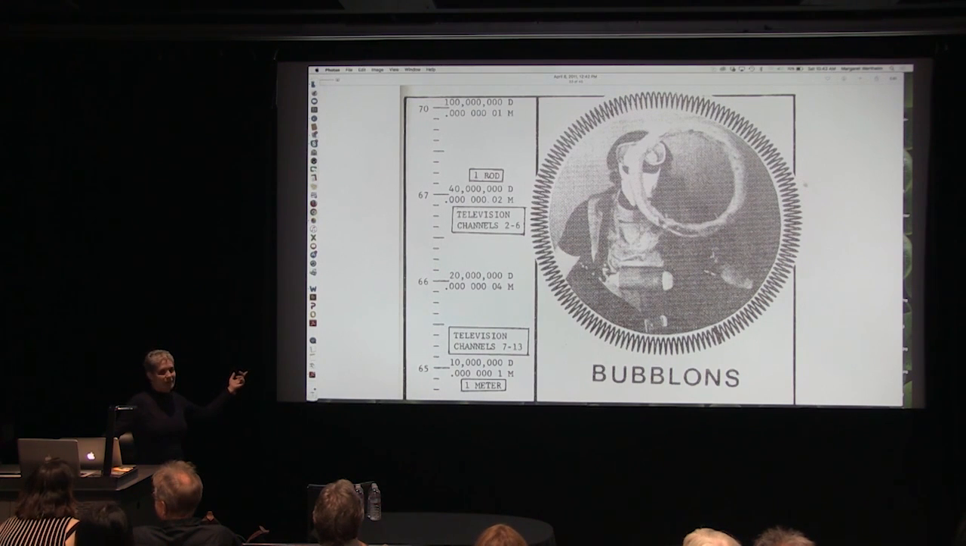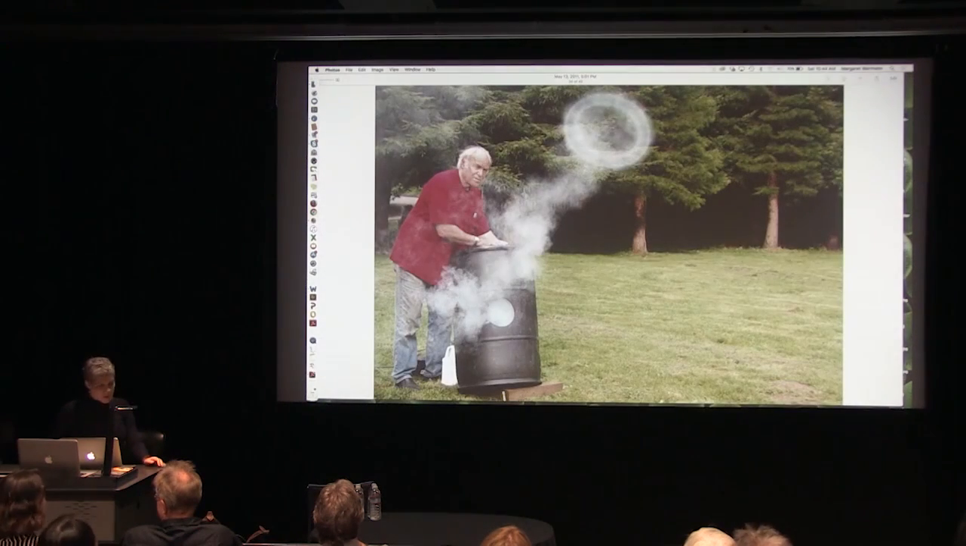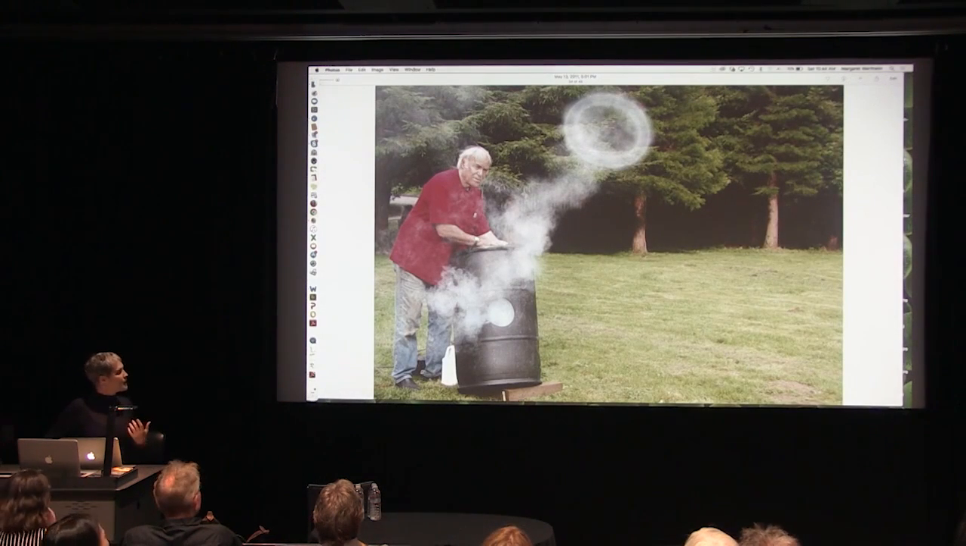One of his early books dates to about 1973. He used to do these incredible zine-like books. They're just beautiful. And he has a whole taxonomy of these things, and bublons is one of his structures. But he came to the idea that at some point he wanted to test this idea of the circlons.